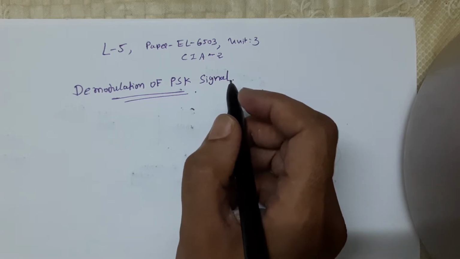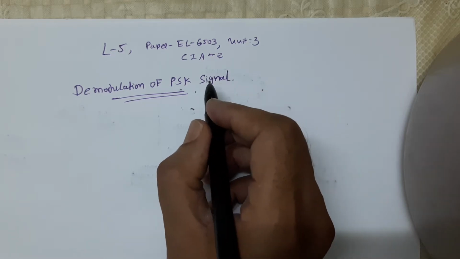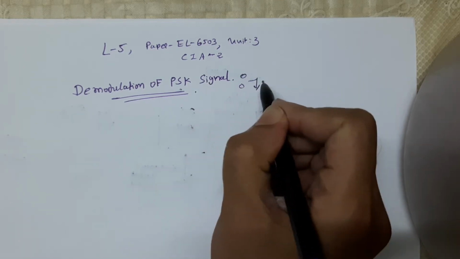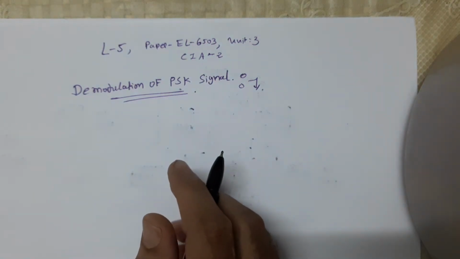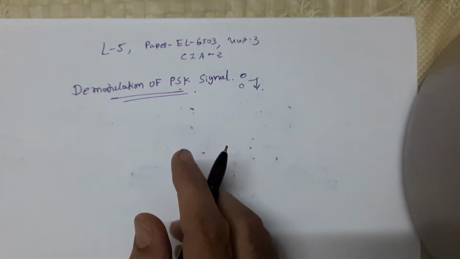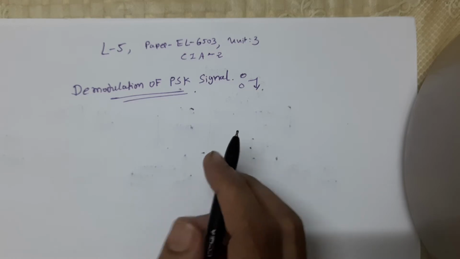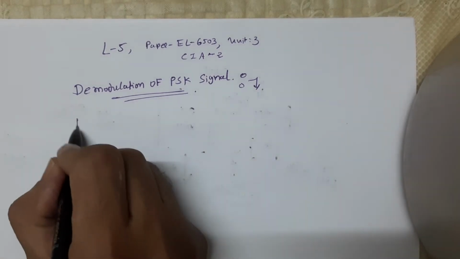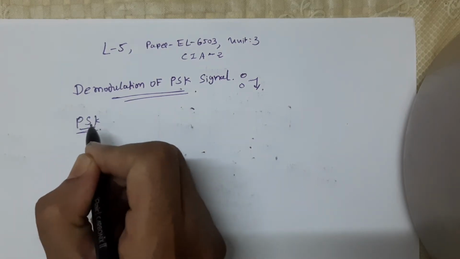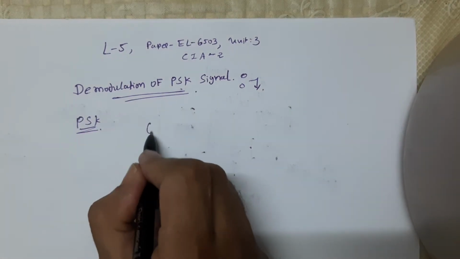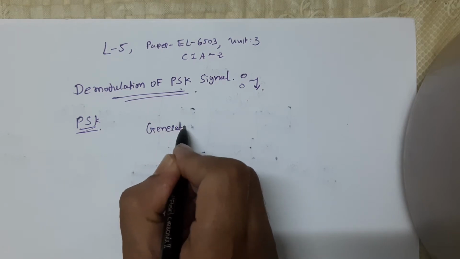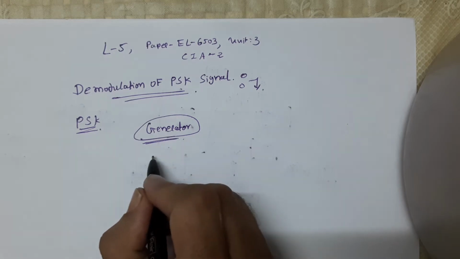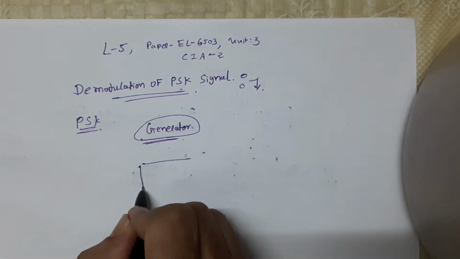So for this there is a waveform and a block diagram like this. But here we just remind that in PSK, there is a generator. In this generator, it is nothing but our oscillator.